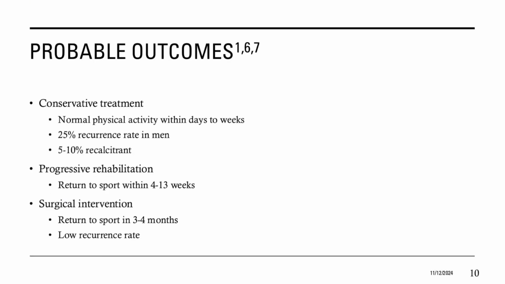The probable outcomes of treatment for osteitis pubis during conservative treatment: patients usually return to normal physical activity within days to weeks. There's a 25% recurrence rate in men, and 5 to 10% are recalcitrant. With progressive rehab, you can return to sport within 4 to 13 weeks, and with surgical interventions, you return to sport in 3 to 4 months, and you have a low recurrence rate.